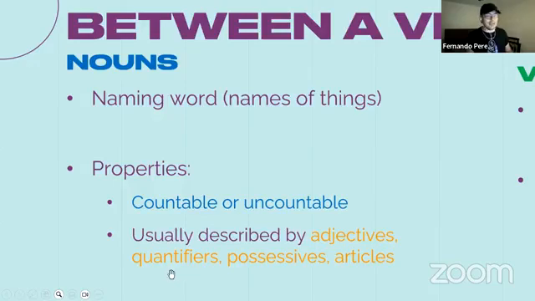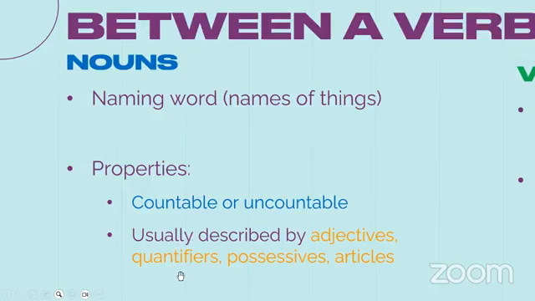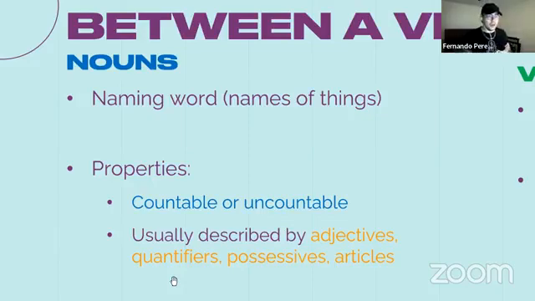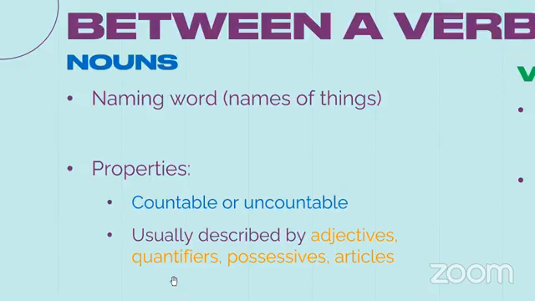Quantifiers. Anyone? Names of quantifiers? Many. Excellent. Another. Few. Excellent. Another. Little. That's right. Words that give you quantity. Few, little, much, many, some, a lot of. A lot. Good.